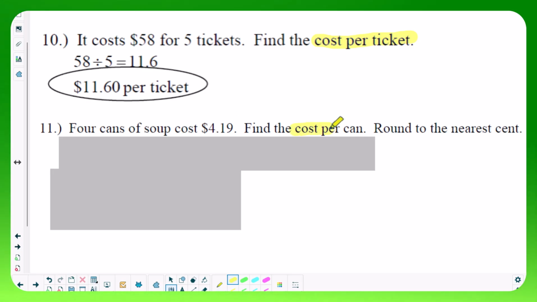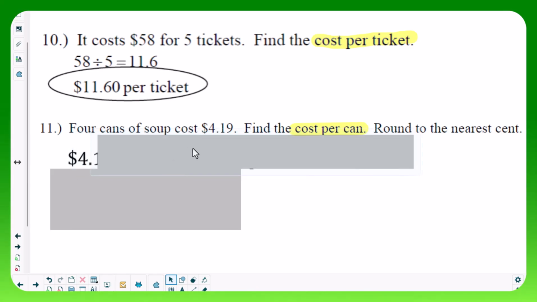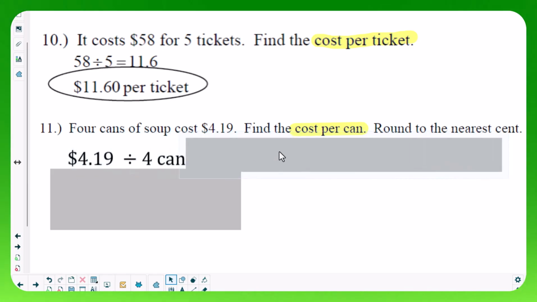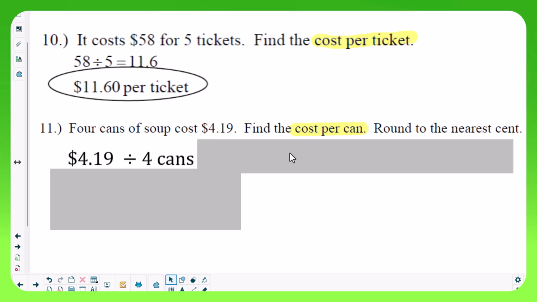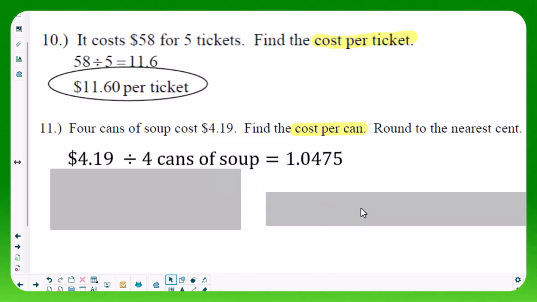Since we are finding the cost per can, we want to take the cost, which is $4.19, divided by the number of cans, which is 4. We'll take $4.19 divided by 4 cans. I love putting my labels even in my work there. And even though I'm using my calculator, you notice I'm still showing this work. And my calculator is going to get me 1.0475. I did put cans of soup here. You could just put cans, that is fine.